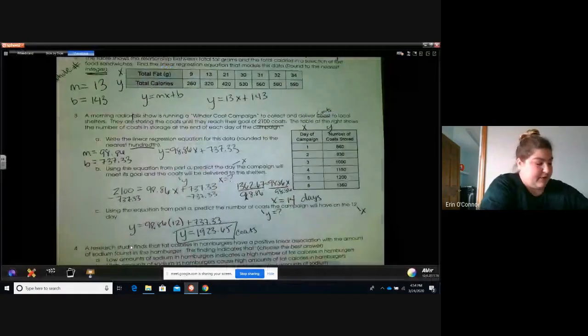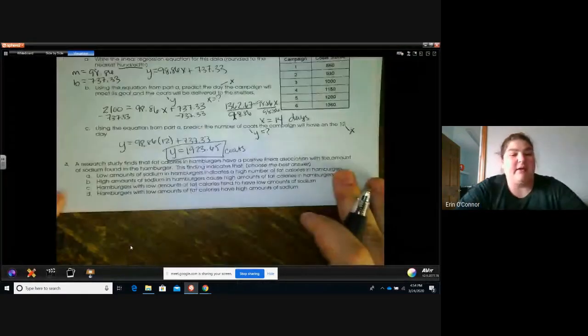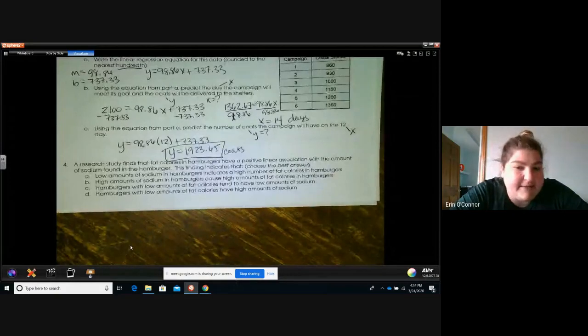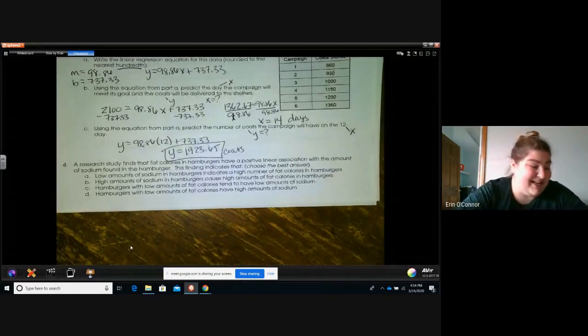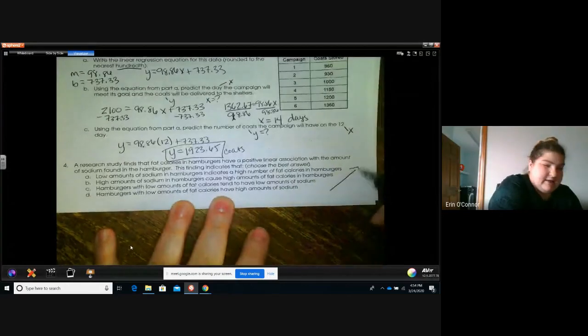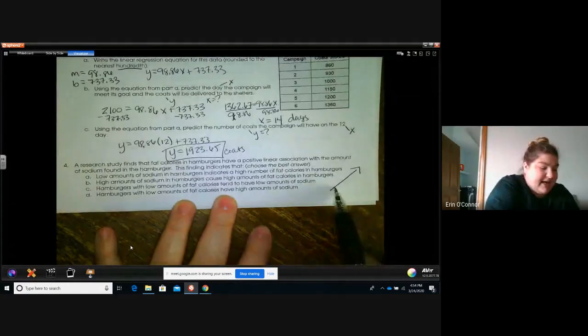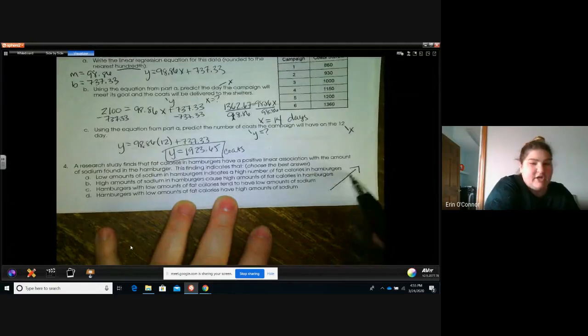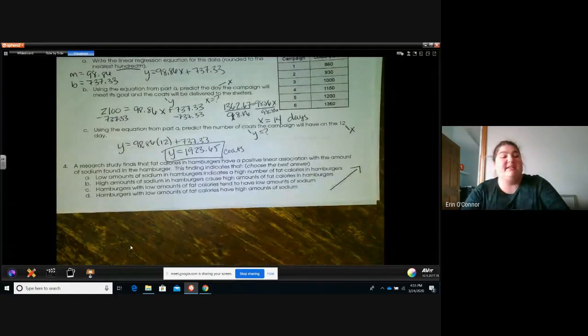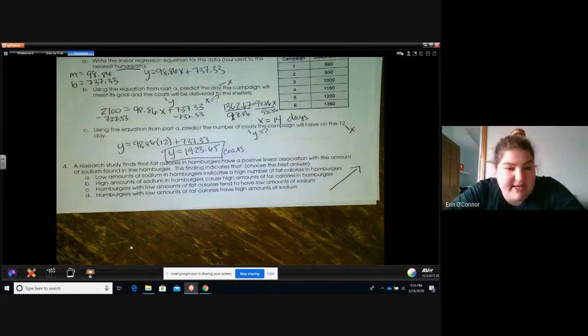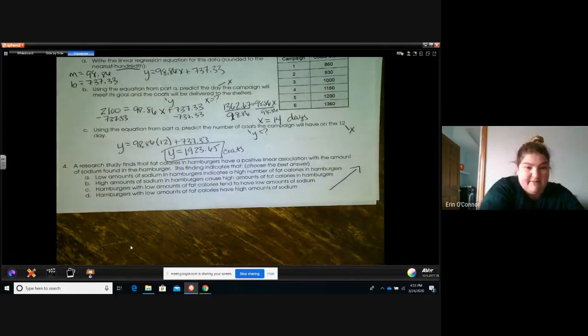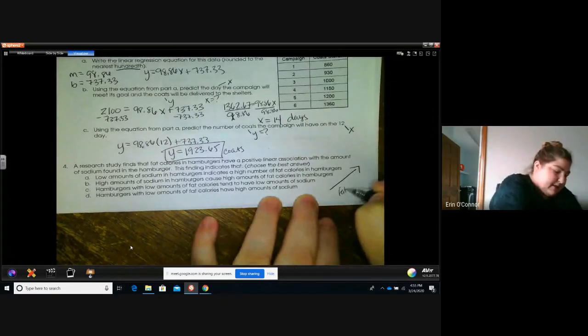Now, question number 4. A research study finds that fat calories in hamburgers have a positive linear association, meaning that it looks like this. Positive linear association. So as x increases, y is also increasing. So they're doing the same thing. The finding indicates that, we're going to choose the best answer. So it's amounts of sodium found in hamburgers. Fat calories have a positive linear association with the amount of sodium. So this is fat, sodium.